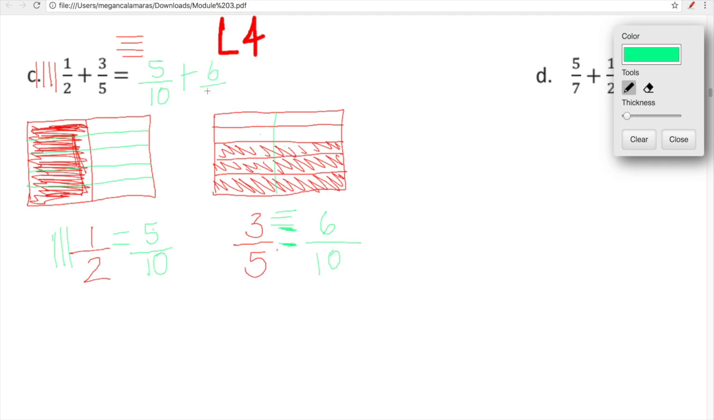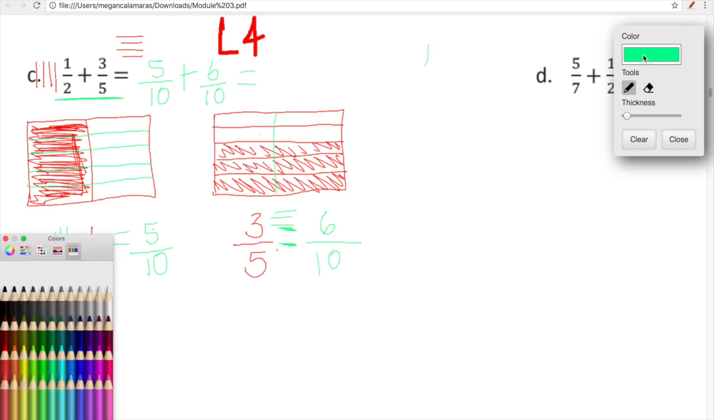Now you guys can go ahead and use your brain power and solve this. The reason why we can solve this now is because we have common denominators. We cannot add two fractions that do not have common denominators. That's just not going to work. So for your first problem, for your homework assignment, I need you to label L4. I need you to write this expression.